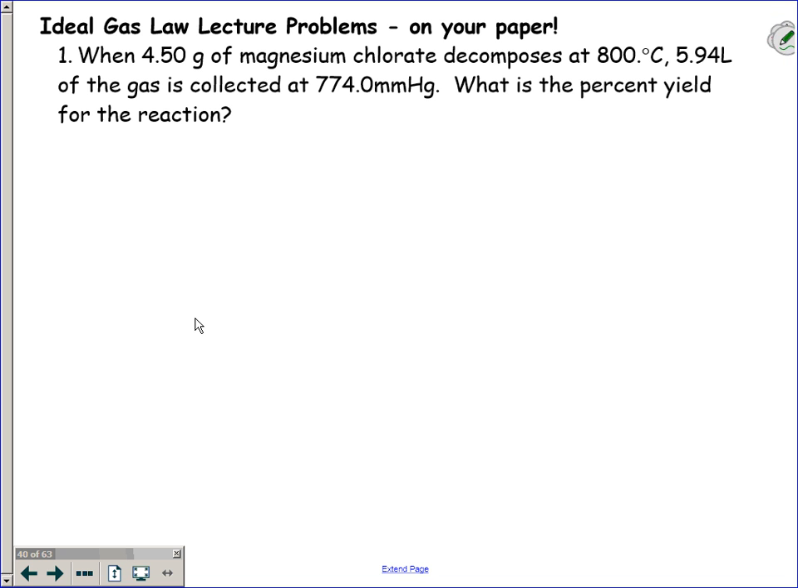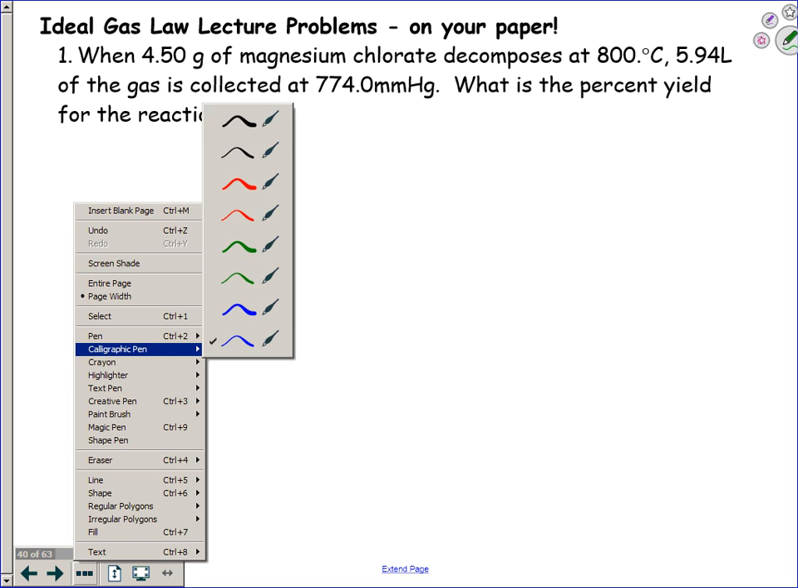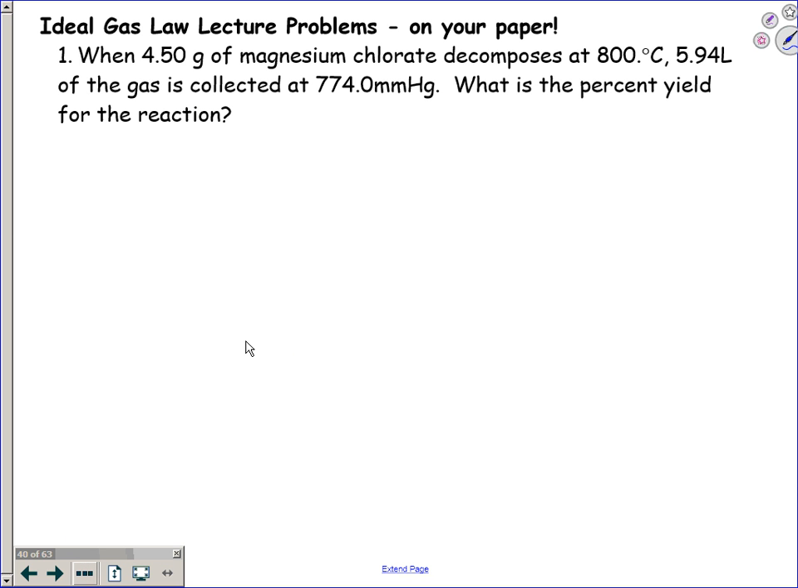All right, so call this gas stoichiometry. I will model one more time how to do these, but I want to make sure that you're helping me out as we go. Okay. So when 4.5 grams of magnesium chlorate decompose at 800 degrees Celsius, 5.94 liters of the gas is collected at 774.0 millimeters of mercury. What is the percent yield, right? So we're bringing back some old stuff, it's very cumulative. So Garrett, before I move on, what is percent yield? What's like the idea of that?